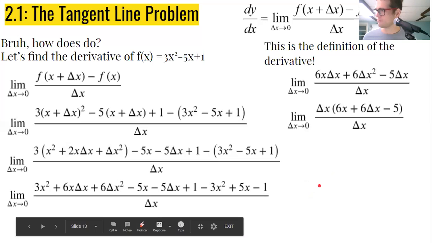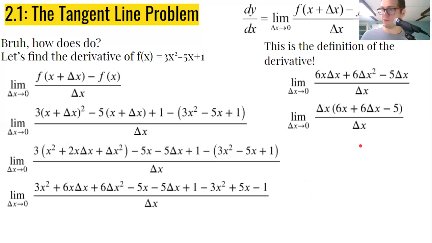So let's do that. And here's the magic. Because up to this point, if I plugged in 0 for delta x, there ain't nothing you can do. You just get 0 over 0.